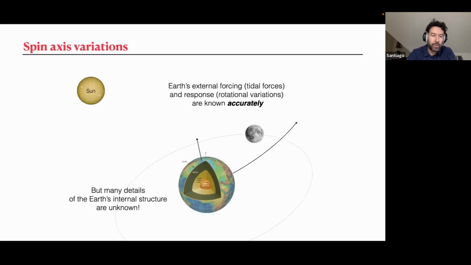Now let's go into matter a little bit more. This slide represents the gravitational torques from the sun and the moon, and they can change the rotation axis of the Earth due to the oblateness of the Earth. We know very accurately the apparent orbits of the sun and the moon, so we know very well the gravitational forces acting on Earth. And as I just mentioned, we also know very accurately how the Earth is moving in space. In other words, we know the response to those gravitational torques. The response depends directly on the Earth's structure, particularly on the moment of inertia.